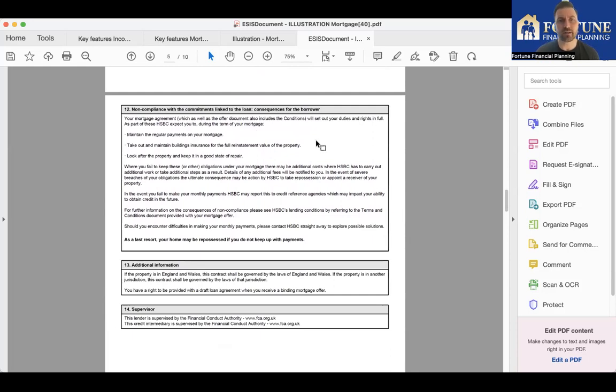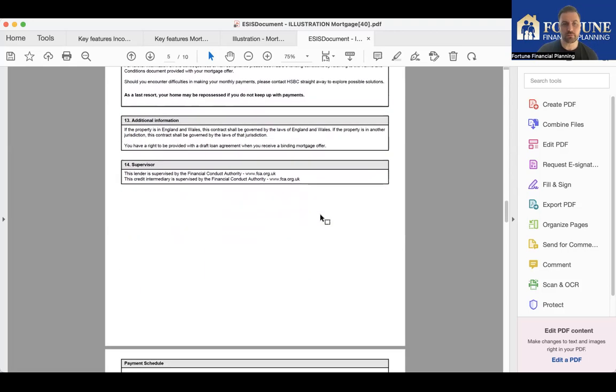Okay, so it's really important that you maintain the regular payments. We talked about that for credit reasons, and also to make sure that mortgage is being paid off and meeting the commitment that you've taken out. You've got to maintain the property, make sure it's kept in a good state of repair, and also take out and maintain building insurance as previously mentioned.